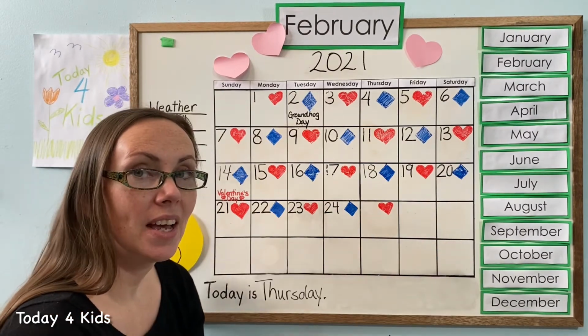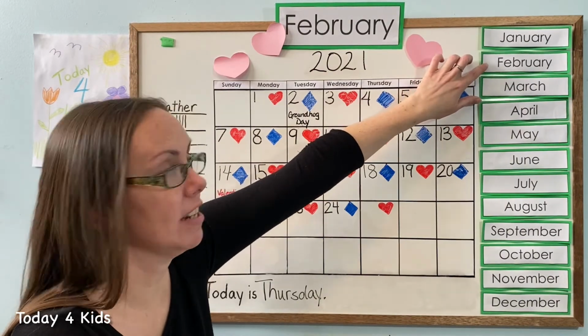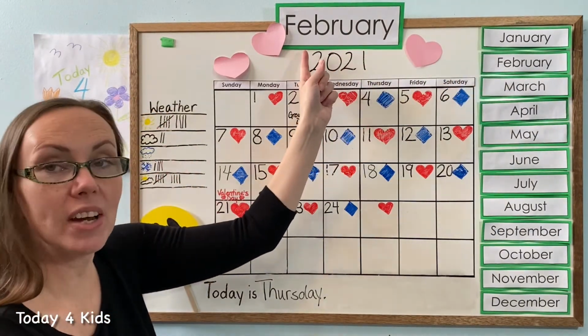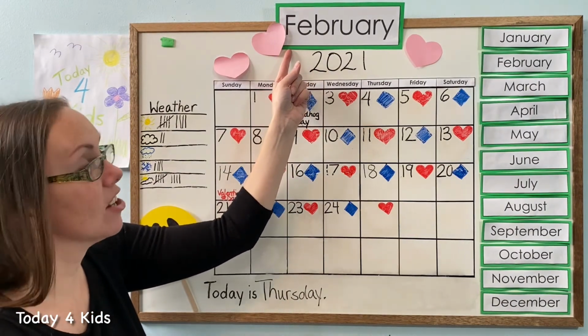Good job. And do you remember what month it is? It's the second month. That's right. It's February. We always put February at the top of our calendar like a title. And then we always know what month it is just by glancing at our calendar.